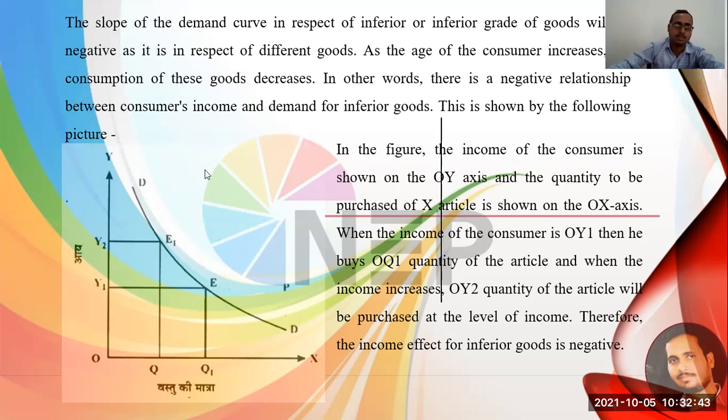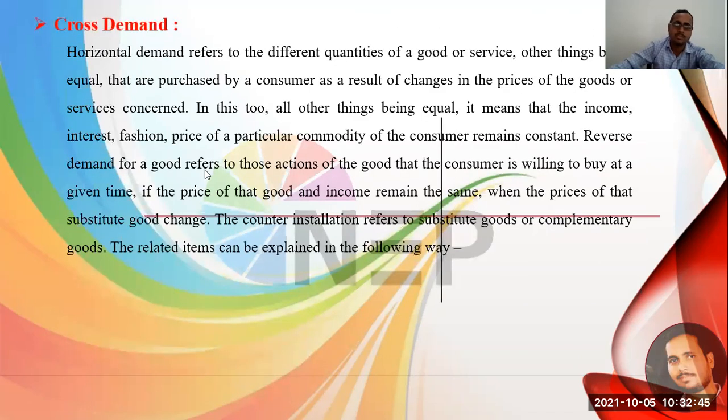Now, students, the cross demand. Cross means the relation of the X commodity to the Y commodity. Now, cross demand refers to the different quantity of a good or service, other things being equal, purchased by a consumer as a result of change in the price of the good or service concerned. Here, all other things being equal means that the income, interest, fashion, and price of the particular commodities of the consumer remain constant.